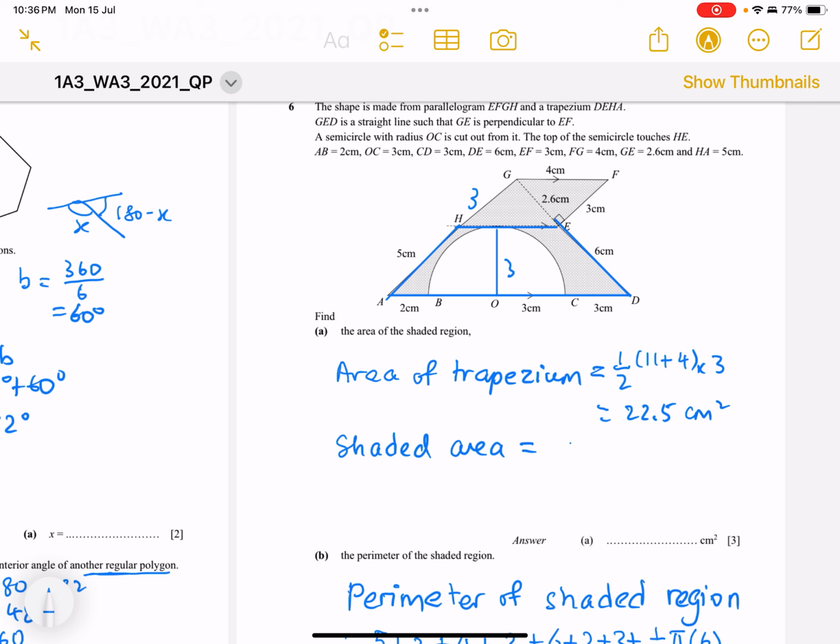So now we take the total area, which is 225 plus the area of the parallelogram, which is 2.6 times 3, and we minus off the semicircle, which is half pi r squared. And this gives us 16.163 to 3 cm.